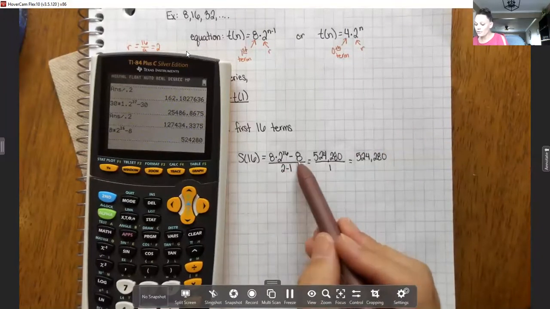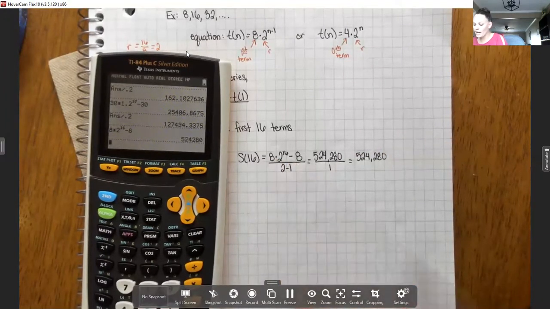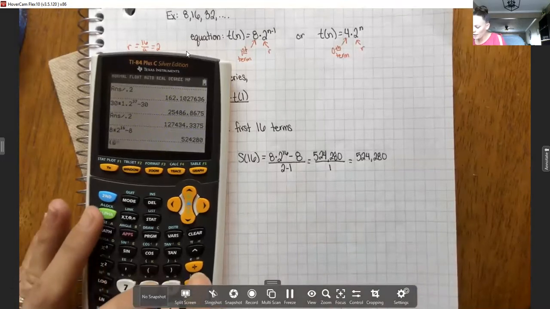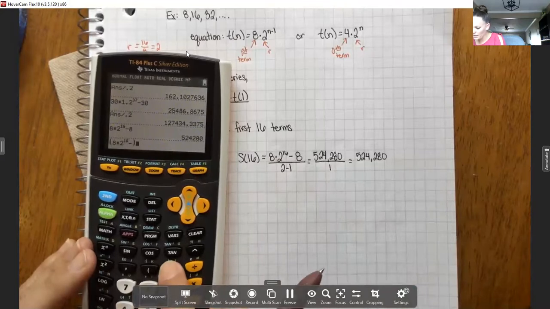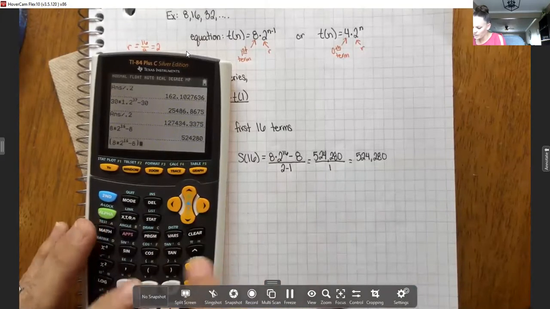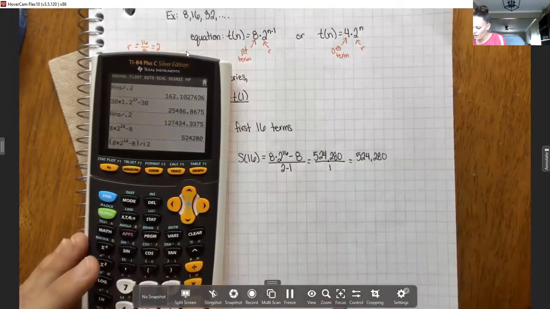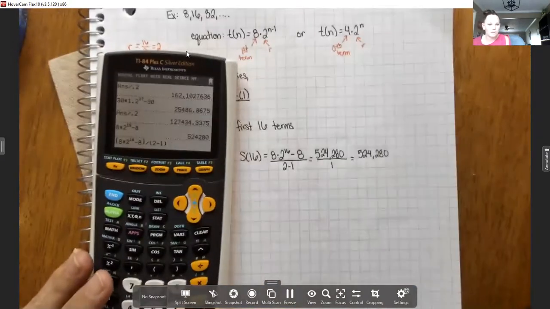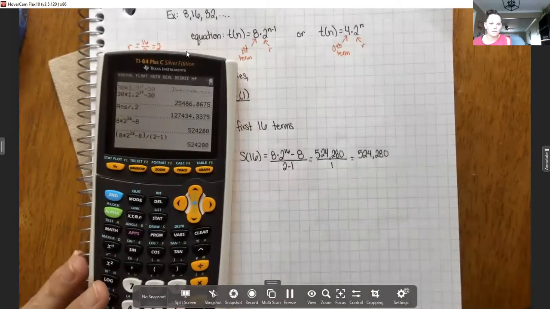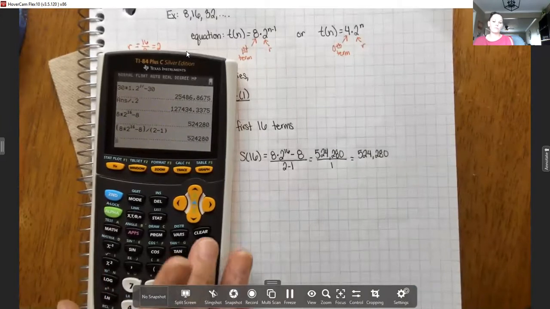But again, if you want to type this into your calculator in one step, it would be 8 times 2 to the power of 16 minus 8 in parentheses, divided by 2 minus 1 in another set of parentheses. You're going to get the same thing.